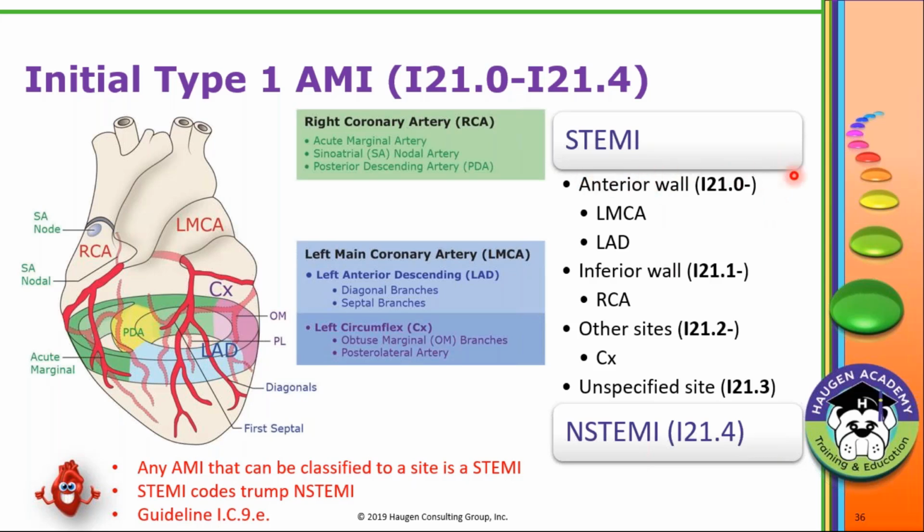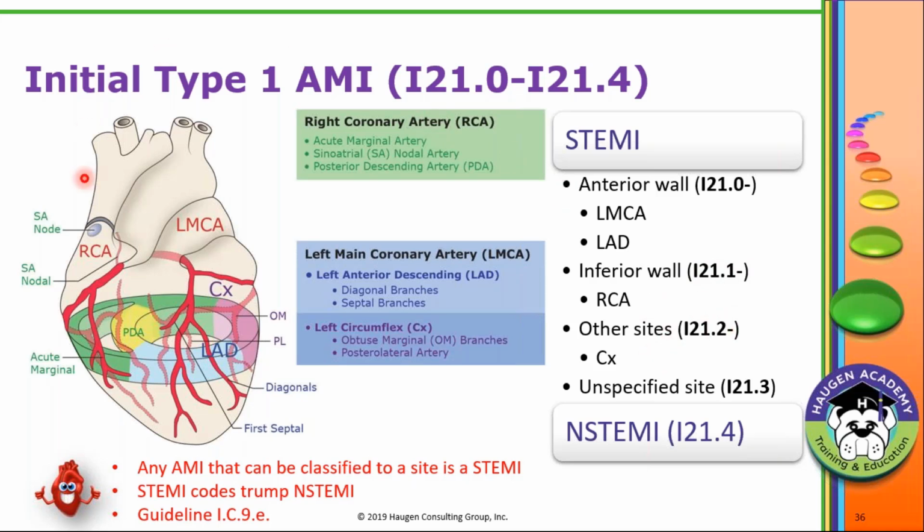So the anterior wall is I-21.0, but underneath that subcategory, you have specific codes for left main coronary artery and left anterior descending coronary artery MI. And then you have your other specified anterior wall as well. And under inferior wall, you have right coronary. Under other sites, you have your circumflex.